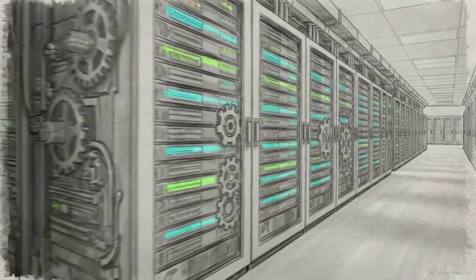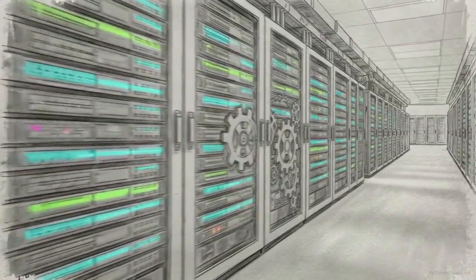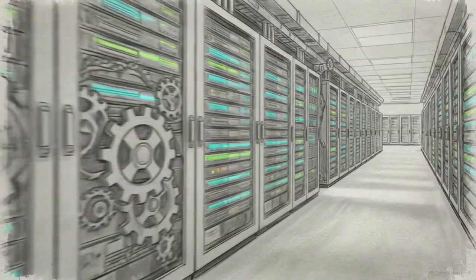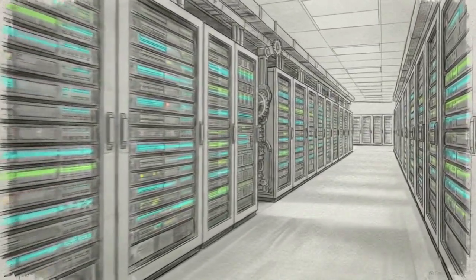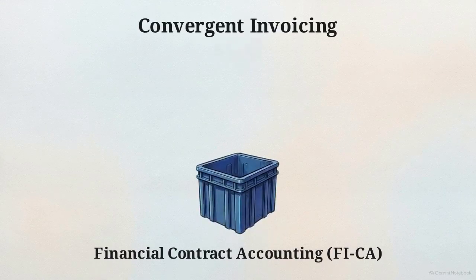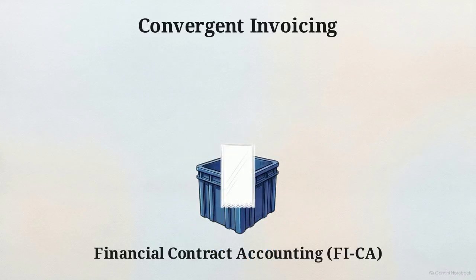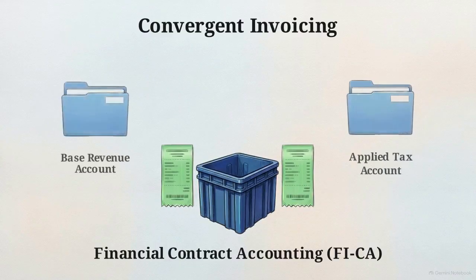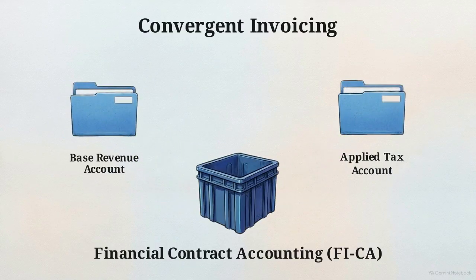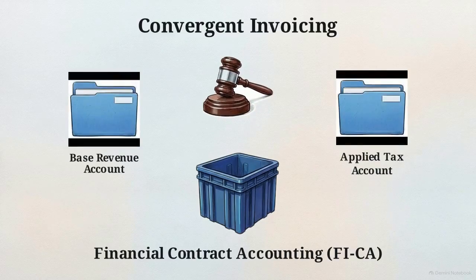SAP Billing and Revenue Innovation Management, otherwise known as BRIM, operates at its core as a high-volume financial translation engine. When Convergent Invoicing passes a billing payload into financial contract accounting, it arrives as raw data. It is an abstract record of a transaction, not a true financial posting. That raw data must be immediately translated into legally compliant dual-destination financial postings, one routing to the base revenue account and the other to the applied tax account.